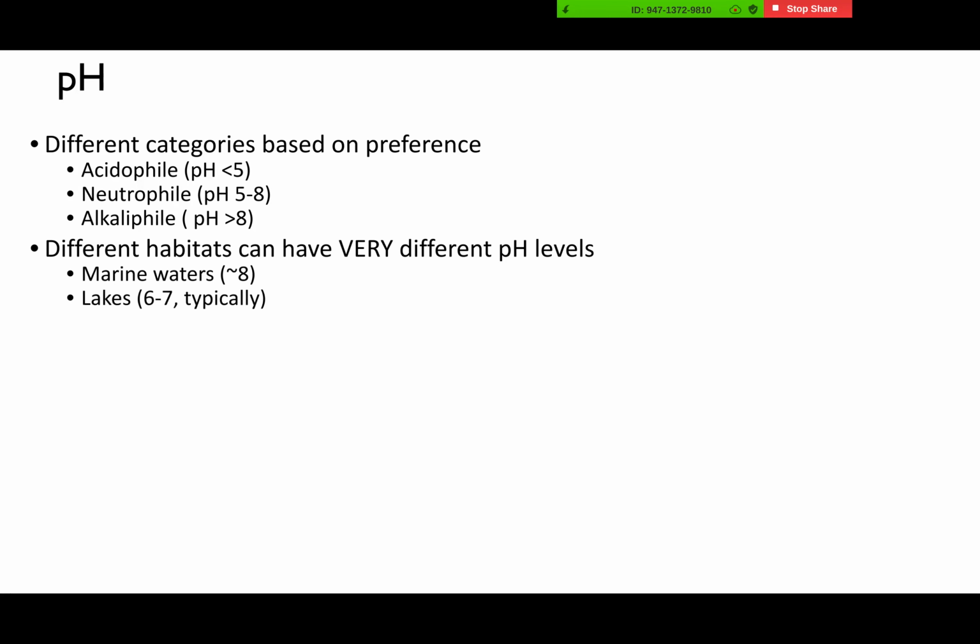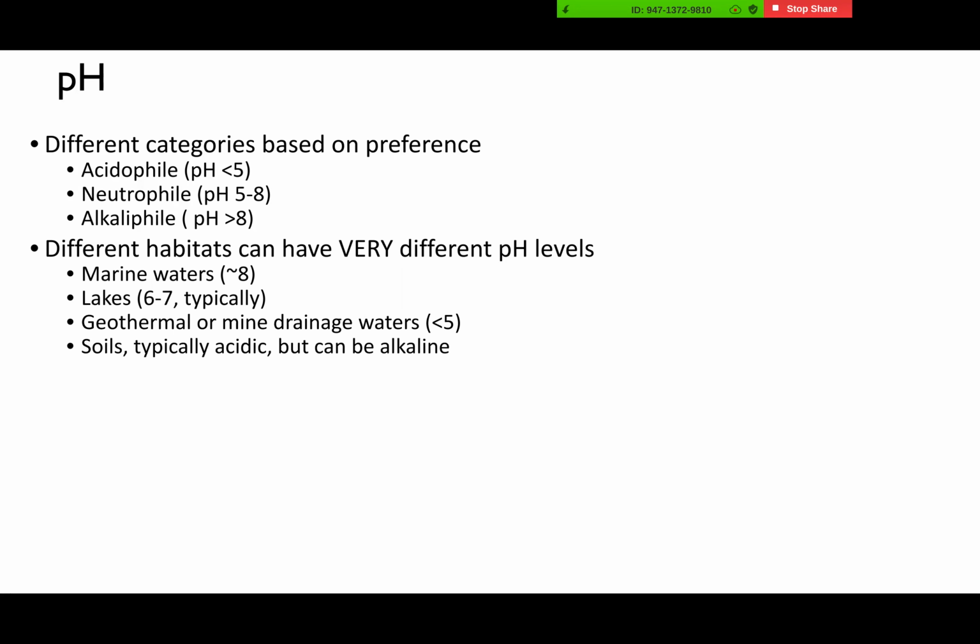So, for instance, marine waters, such as the ocean, have a pH of about 8. Lakes are typically a little acidic, between 6 and 7. There are some places, like mine drainages or potentially geothermal drainage waters, that have pH less than 5. Most soils are typically acidic, but there are a few that are alkaline.